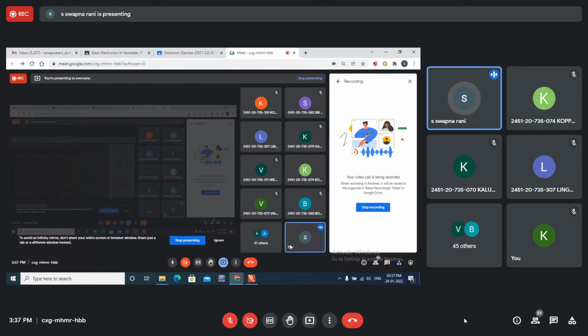So do attend the classes, because once you understand the basics of H parameters, you will know how we are drawing the circuit. Understanding means knowing how we are drawing the circuit.